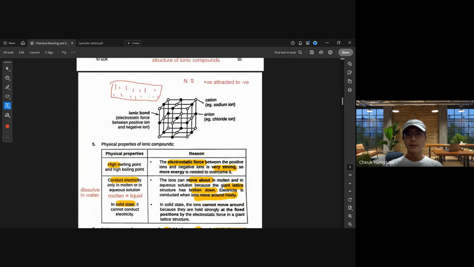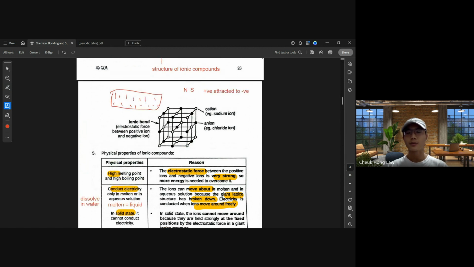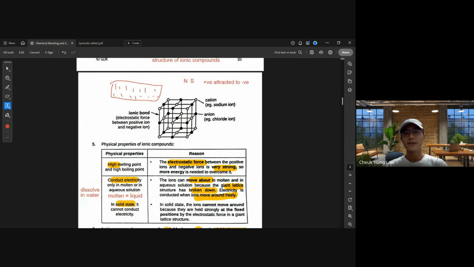So why is it brittle? When originally you have positive, negative, positive, negative, positive, negative. So you have positive, negative, they always attract each other. There will be a very strong electrostatic force. But once a strong force shifts the ions, right, then suddenly you have positive, positive, negative, negative.